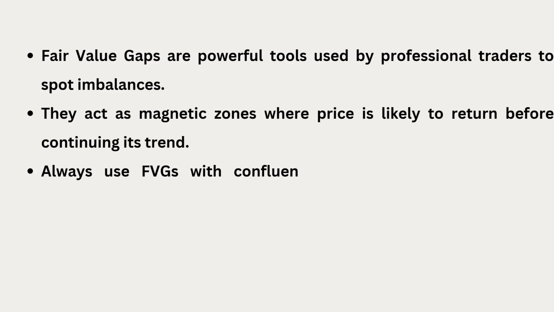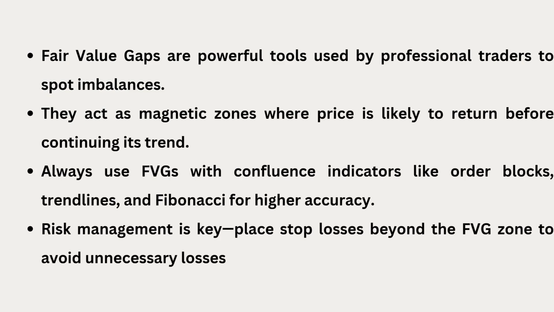Fair value gaps are powerful tools used by professional traders to spot imbalances. They act as magnetic zones where price is likely to return before continuing its trend. Always use FVGs with confluence indicators like order blocks, trend lines, and Fibonacci for higher accuracy. Risk management is key. Place stop losses beyond the FVG zone to avoid unnecessary losses.